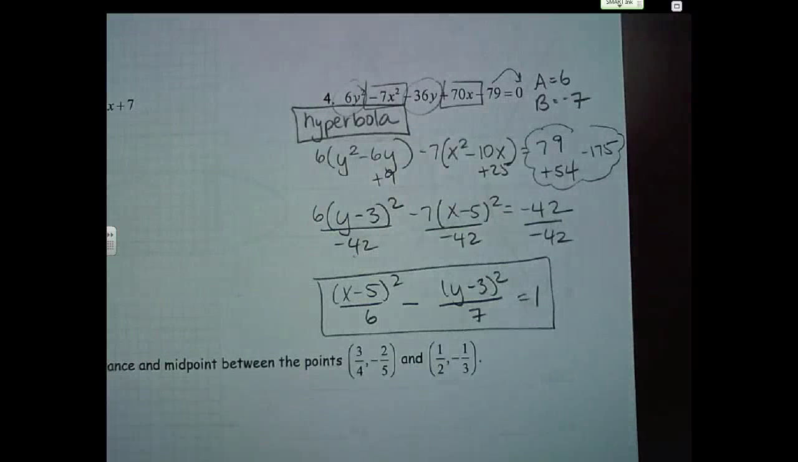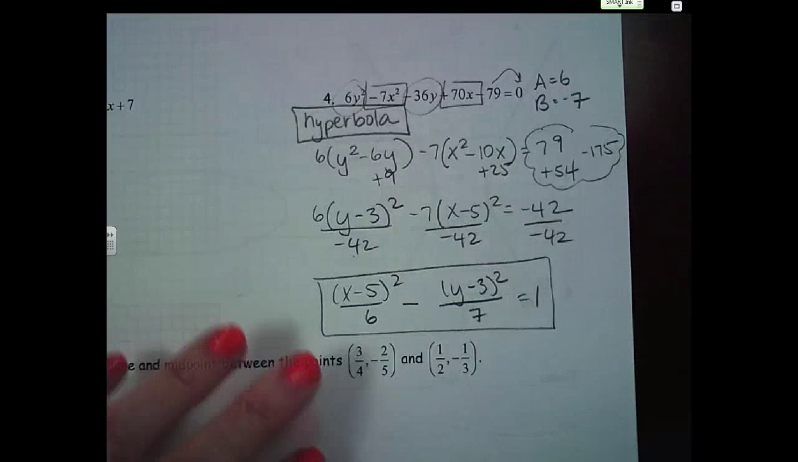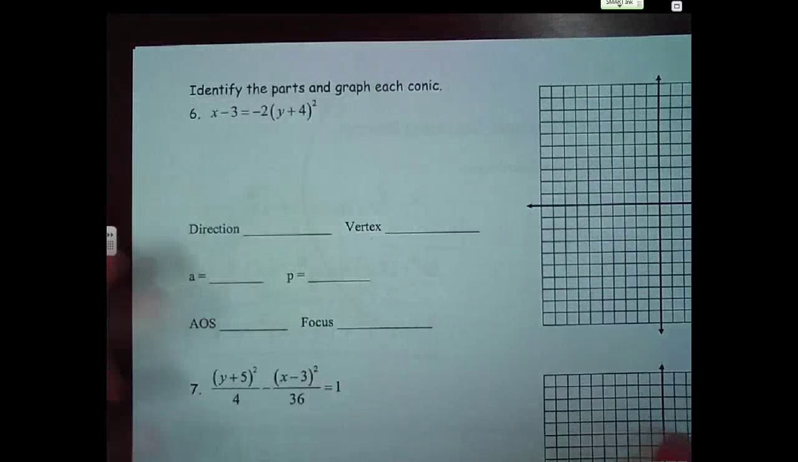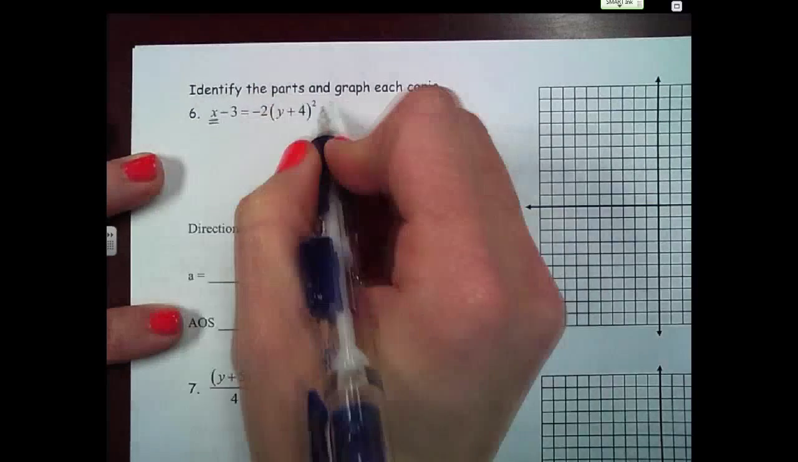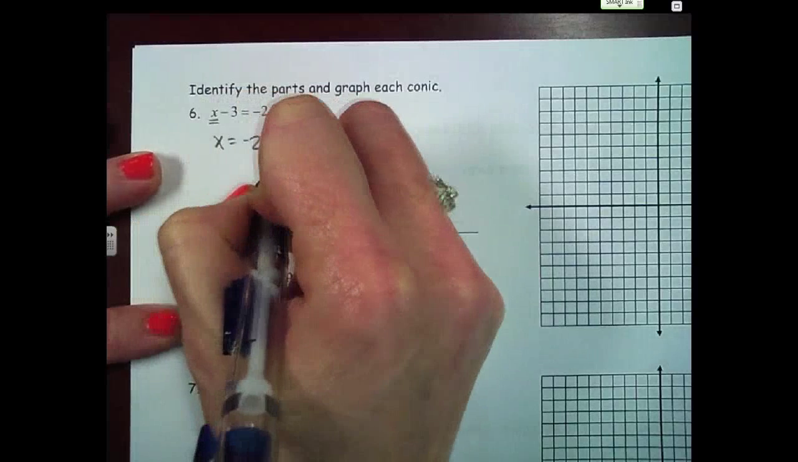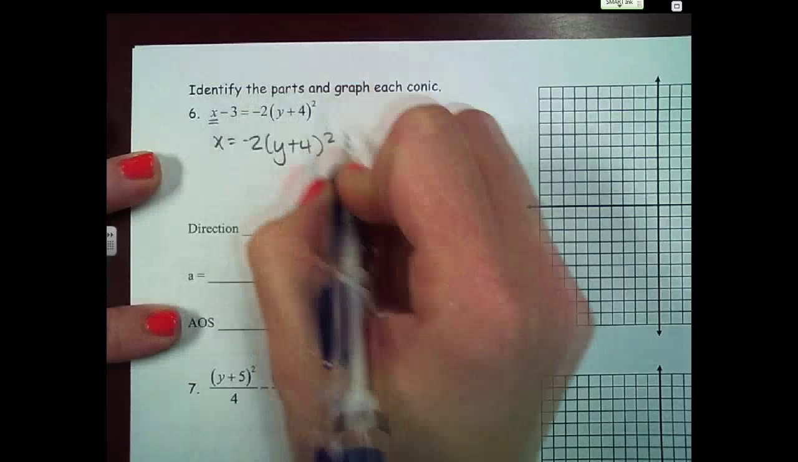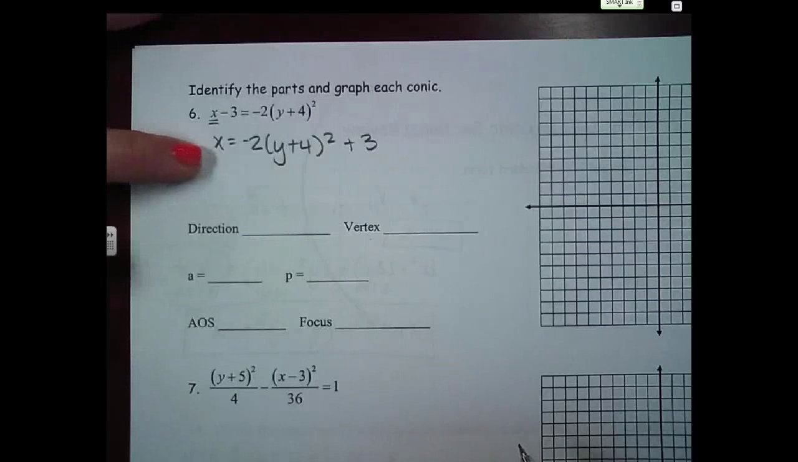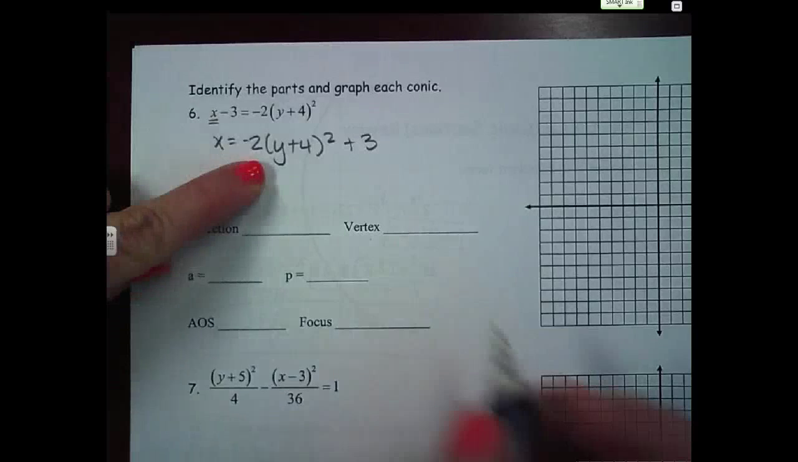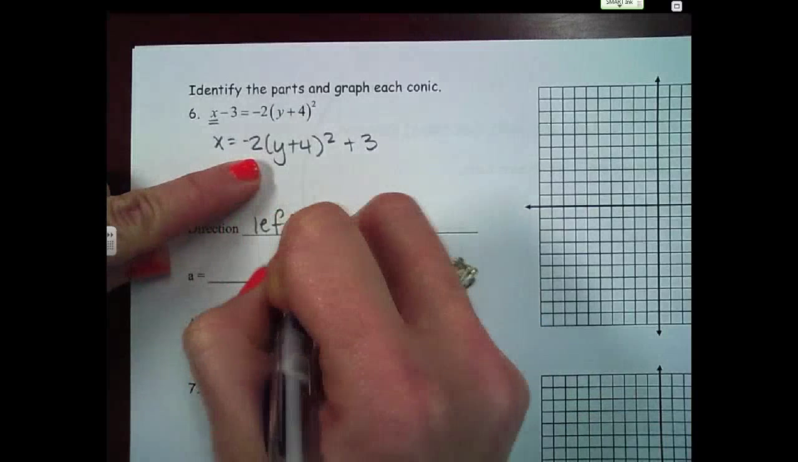Okay, all right, now let's turn the page, and let's look at number 6. It asks us to identify this. Well, first of all, it's got an x equals. So let's clean it up and move the 3 over. So I'm going to have x equals negative 2 times y plus 4 squared and add 3 to this side. Because it's an x equals, that means it's left and right. Its major axis is x. So left and right, A is a negative 2, so it's going to open left.